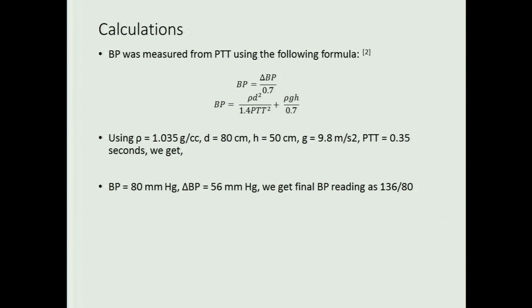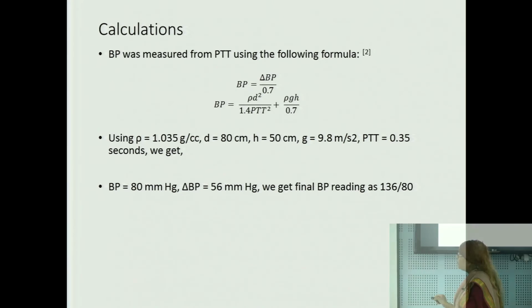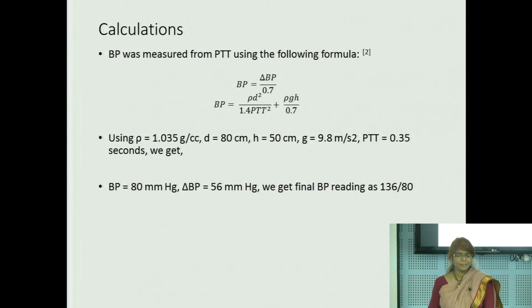Here is this, I have the paper if you want the reference. This gives you the details: BP equals delta BP divided by 0.7, and it is calculated using rho d square over 1.4 PTT square plus rho g f. So use these values, and they measured 136 over 80. Because this is similar to normal values, I was very happy and everybody got an A and they all left. So that is the status of this project.